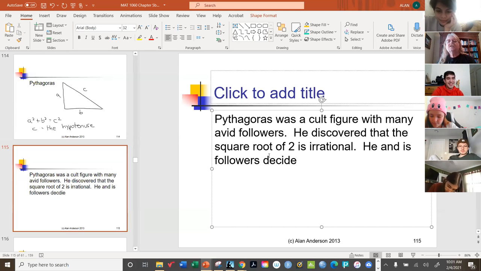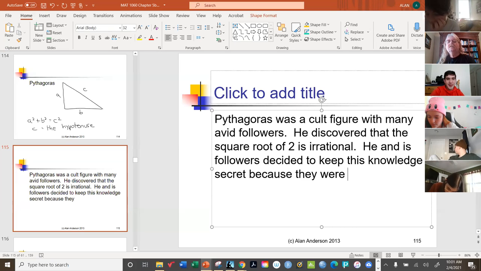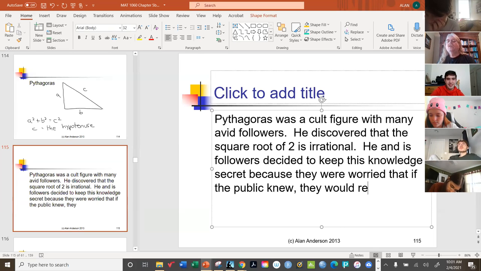Now, what happened was he and his followers decided to keep this knowledge secret because they were worried that if the public knew, they would revolt. In other words, they felt this knowledge was so important that they had to keep it out of the hands of the masses, because it was basically evidence against their idea that everything was a perfect square or a perfect circle. It was a way of overturning people's common beliefs. And so you could see why they thought, if people find this out, they're going to be very upset, because this contradicts everything they think they know. We better keep this quiet among ourselves, because these peasants will not appreciate this knowledge.